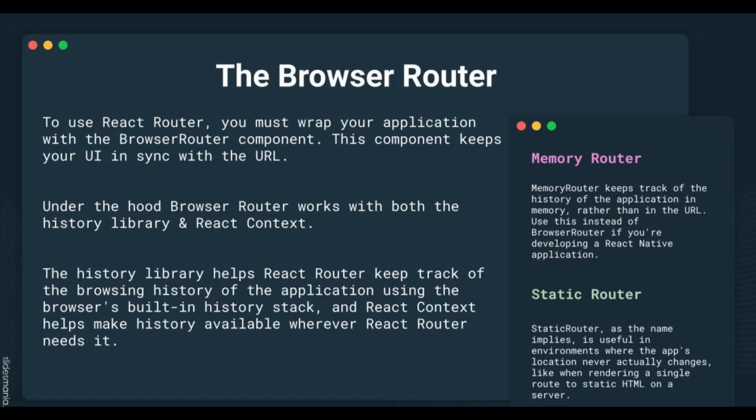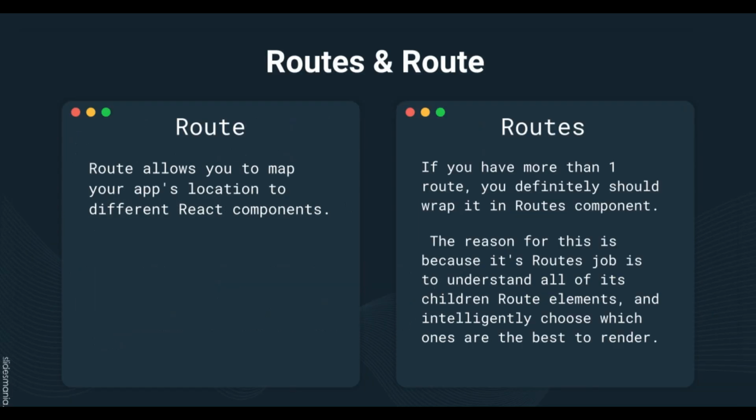Now, browser router is specific for React and web-based routing, right? While the memory router is an alternative to browser router, that's for React Native, and the static router is an alternative to browser router, but that's for static HTML routing. All right. So let's talk about routes and route.